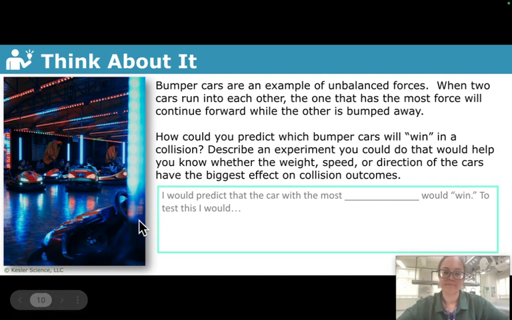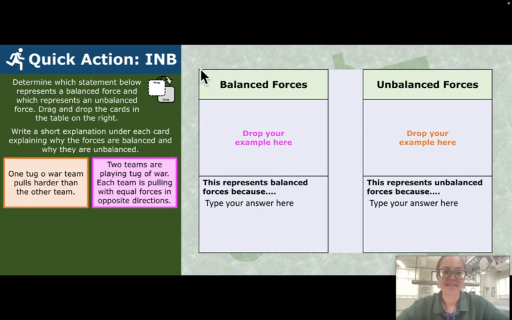What do you think? If Miss Amanda's driving it, she's probably going to get moved out of the way. I think I never went fast enough.